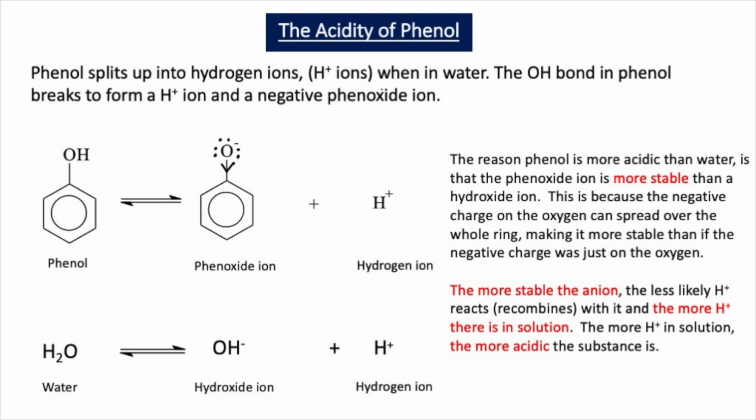Now in the case of a hydroxide ion, there is no means of stabilizing this ion. So that's why phenol is more acidic than water. It's because the phenoxide ion is more stable than the hydroxide ion. And it's the anion stability that determines how much H plus is in solution and how acidic the substance is.